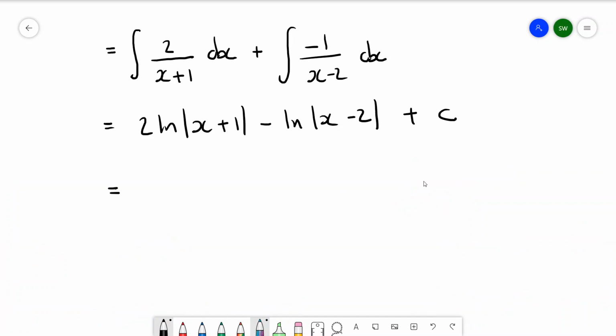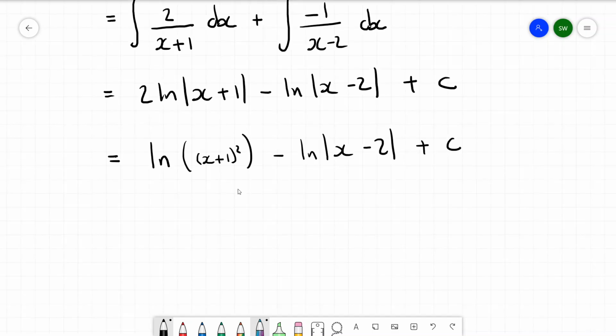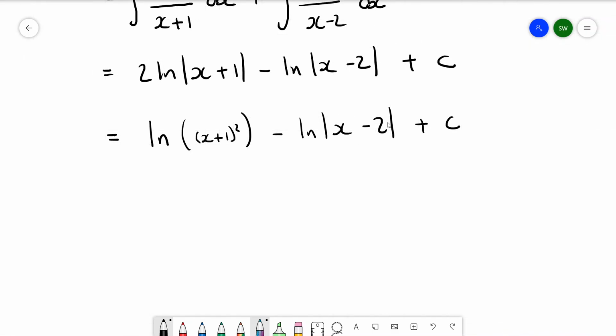And you could leave your answer like that, but often you'll get asked to combine it into a single log. So we could write this as, if we bring the 2 as a power, log of (x plus 1) squared, minus log of x minus 2, plus c. And you'll notice that I've got rid of the modulus symbol here because x plus 1 squared is always positive, but we need the modulus symbol here.